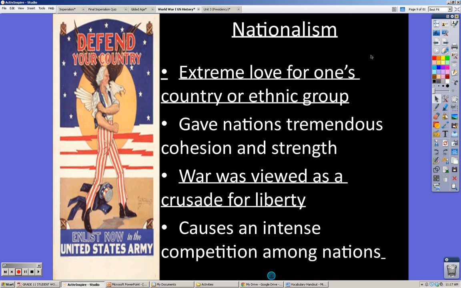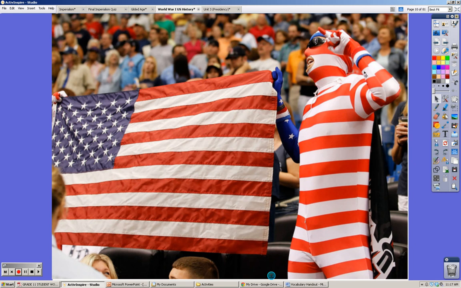And lastly, you have nationalism, and nationalism is an extreme love for one's country or ethnic group. Lines of countries are drawn arbitrarily by politicians and by world leaders, and they don't always incorporate all of your ethnic group. And this is really evident with the Germans. Ethnic Germans are located all over the map, and they're not all located within Germany. So they wanted to take specific areas in order to get all the ethnic Germans back in their country. And this kind of makes war a crusade for liberty, and people accept war. Here's a picture of nationalism in today's world, probably at a soccer game. This guy's extreme love for America, obviously.